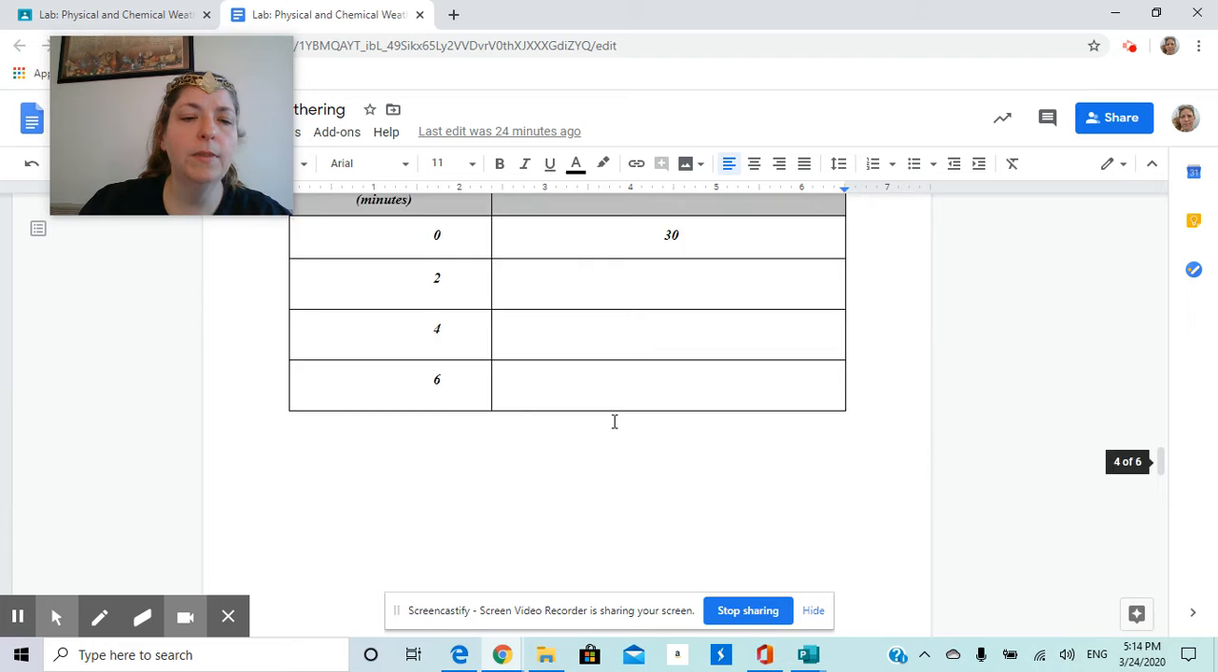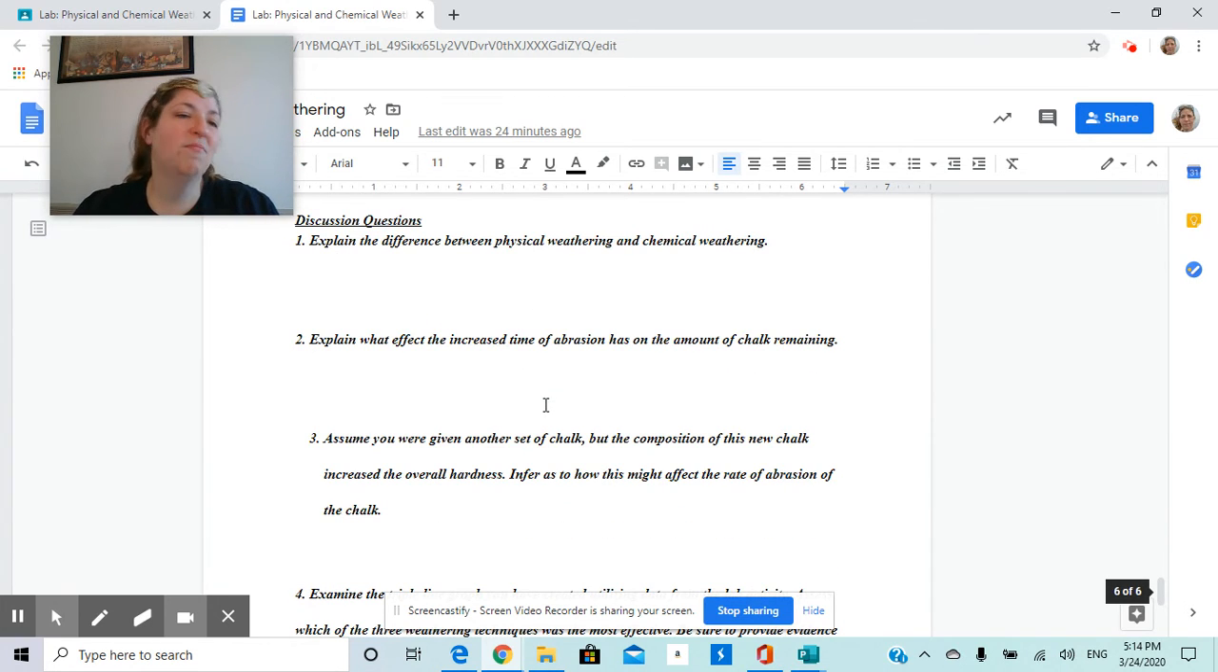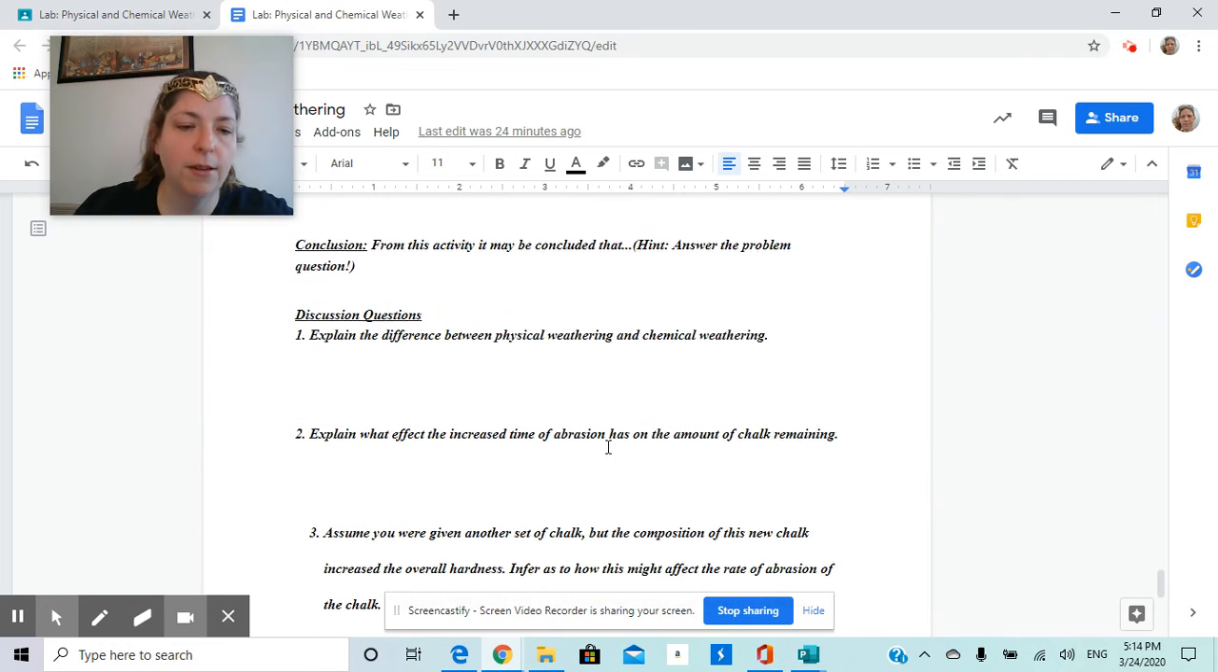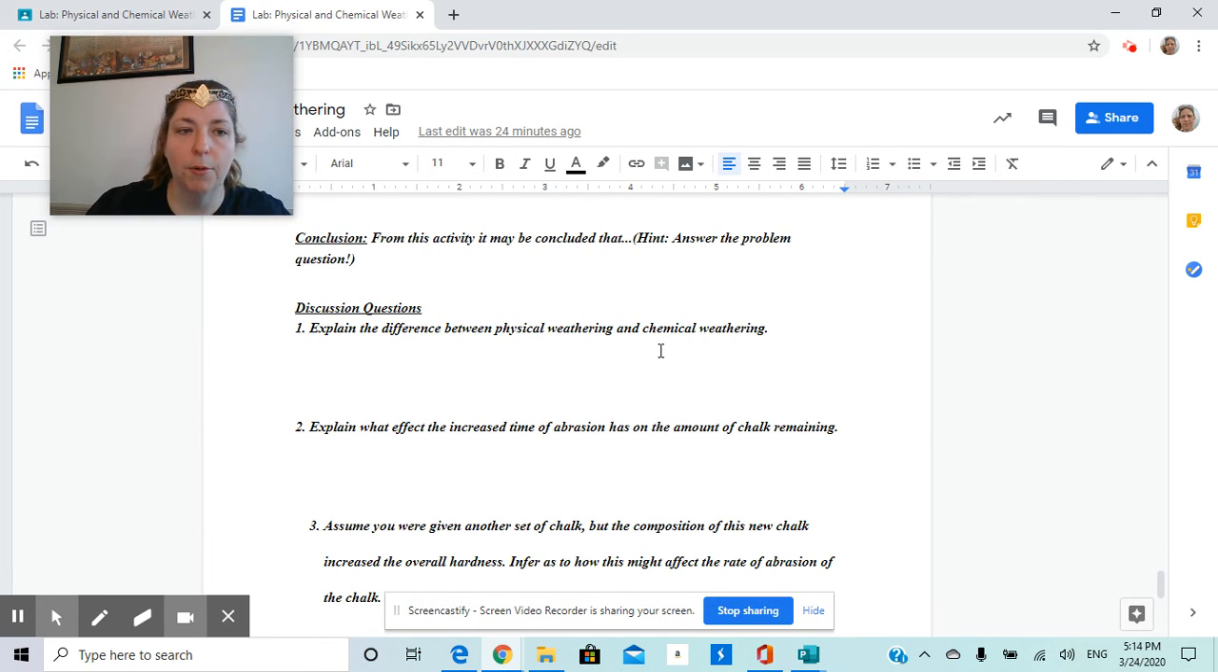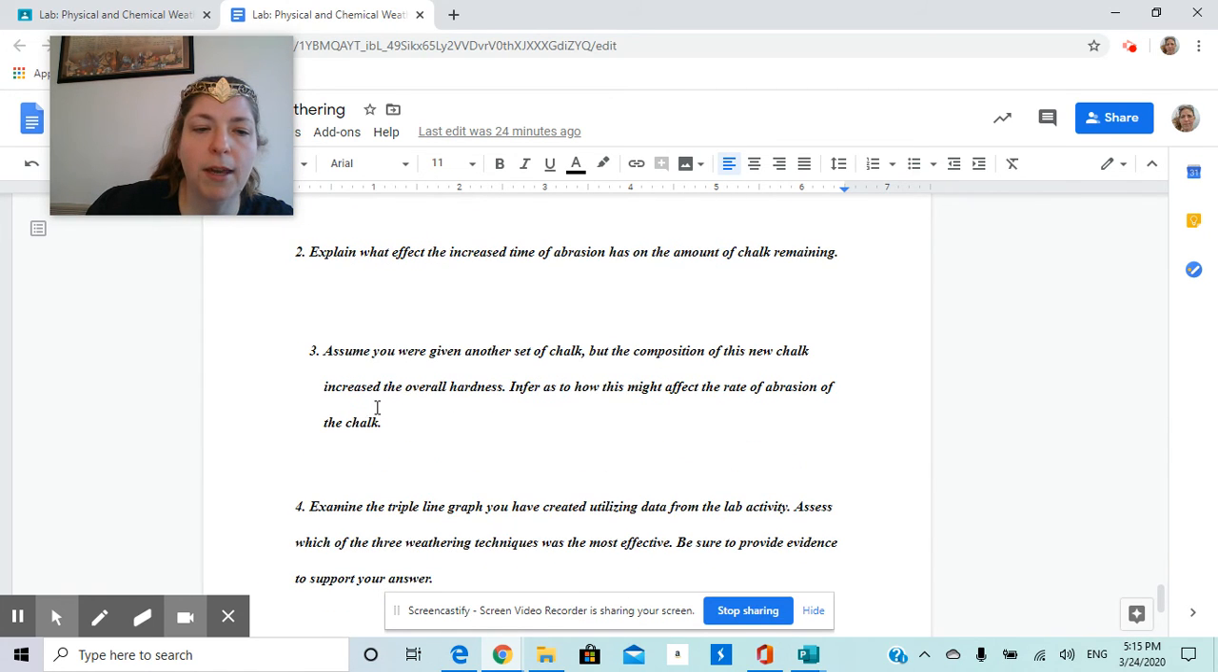All right. So you're going to answer based on those 2 types of weathering, physical and chemical, how it affects the rate. Then you're going to explain the difference between physical and chemical weathering, which you have been reading about all week. Explain the effect the increased time of abrasion has on the amount of chalk remaining. Assume you were given another set of chalk, the composition of this new chalk increases the overall hardness. Infer how this might affect the rate of abrasion of the chalk. So what's going to happen if the chalk is harder to how quickly it's going to break down.